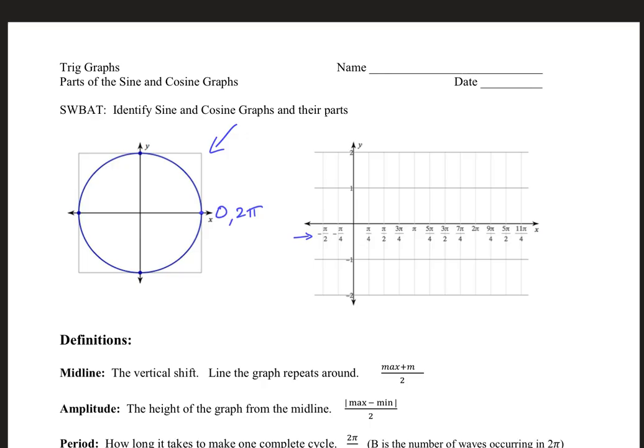And remember, when we do this, we count by pi over 2's. So this spot right here is pi over 2. This is 2 pi over 2, which is the same as pi. Okay, this one that's pi. This is 3 pi over 2. And then this is 4 pi over 2.